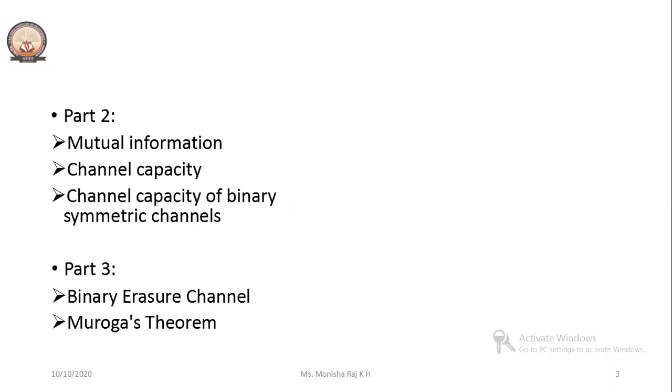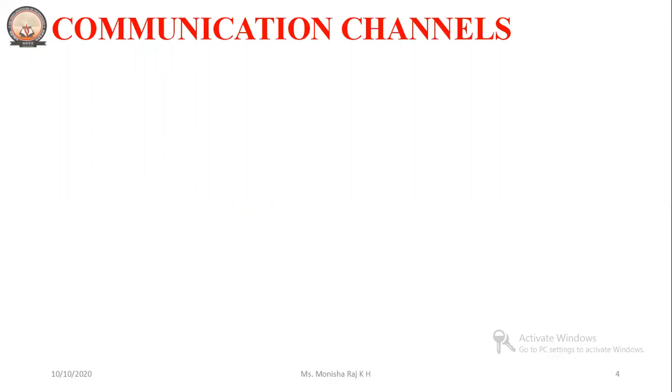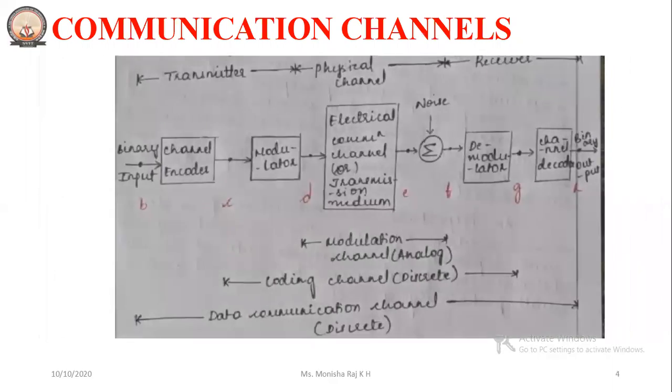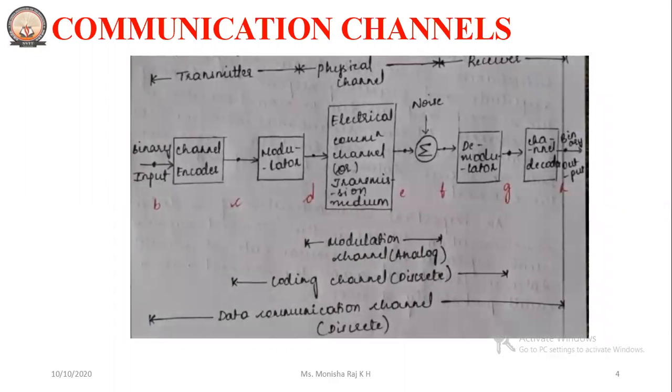The first topic is communication channels. A practical communication system is divided into a transmitter, physical channel or transmission medium, and a receiver. The transmitter consists of an encoder and a modulator, while the receiver consists of a demodulator and decoder. A channel can be defined as a medium through which the coded signals generated by an information source are transmitted.